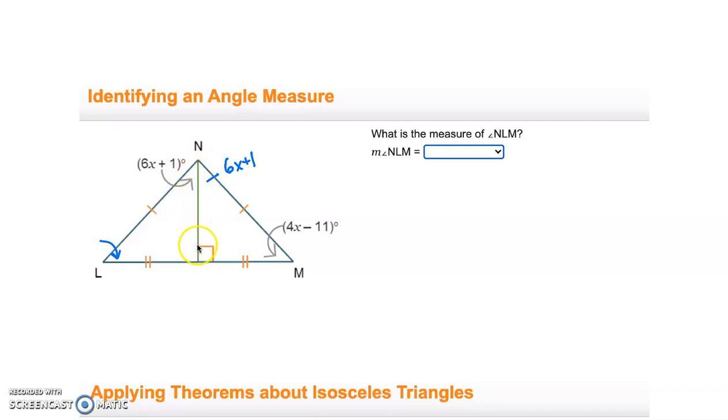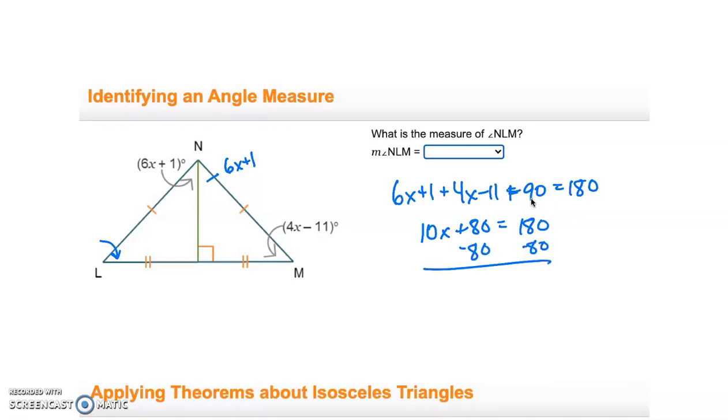And then if I look at this triangle right here, I know that that has to add up to equal 180. So I'm going to say 6x plus 1 plus 4x minus 11 plus 90, I forgot that, we have a 90-degree angle there, is equal to 180. And if I add these together, I get 10x, and I get 1 minus 11 is negative 10, plus 90 is plus 80, equals 180. I subtract 80 from both sides, so I get 10x equals 100, so x equals 10.